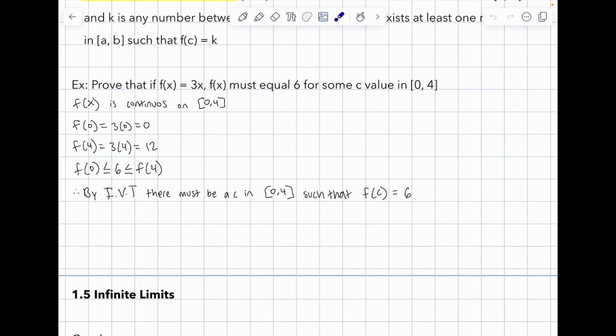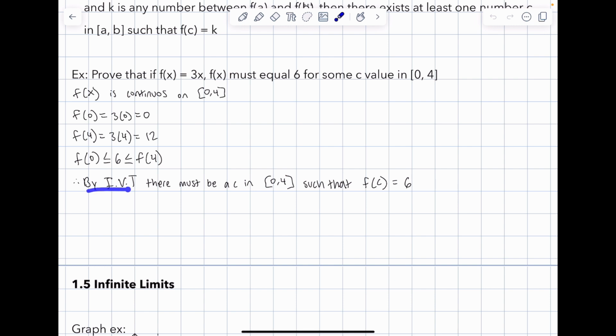And so when we set up the inequality like this, we're saying there's a point between f of 0, which is 0, and f of 4, which is 12, and 6 is between those 2 points. And so by the IVT, you can confirm that there is a c on the interval 0 to 4 such that f of c equals 6.